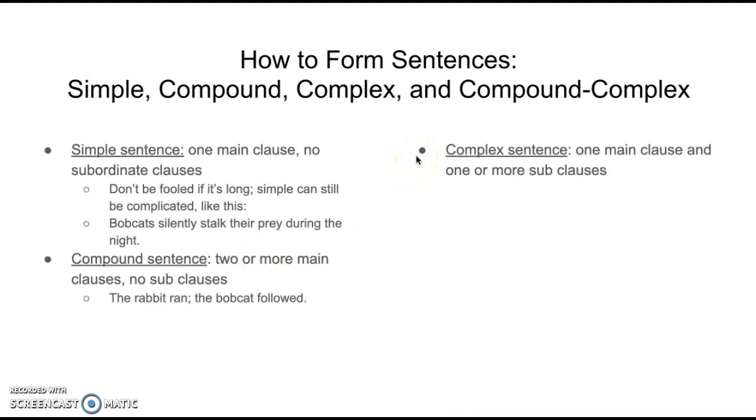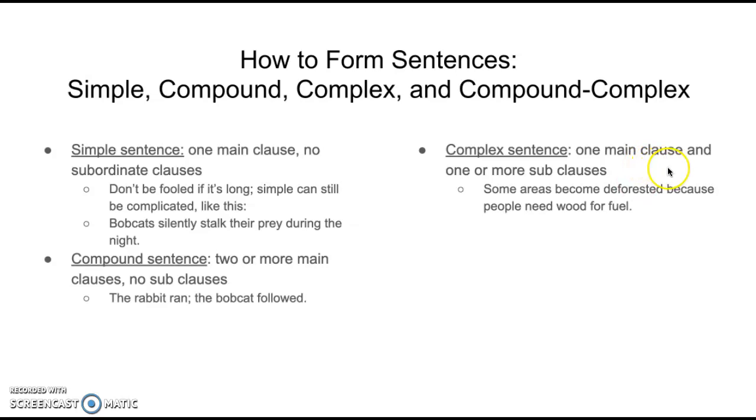Now a complex sentence, that's when you add a main clause with a subordinate clause, or more than one subordinate clause. Some areas become deforested because people need wood for fuel. Which one is the main clause and which one is the subordinate clause?